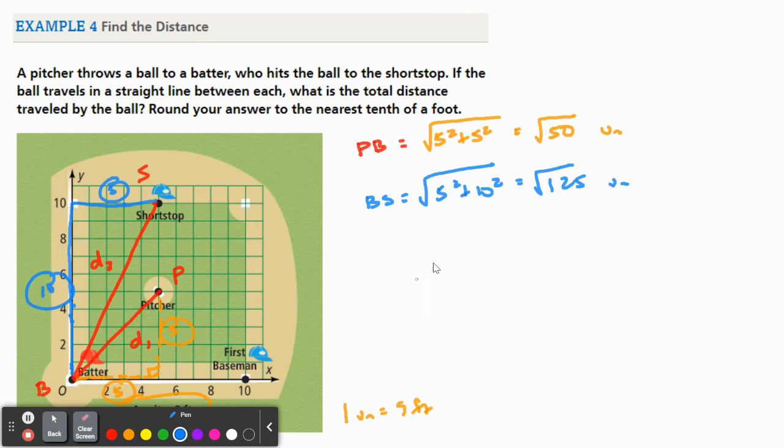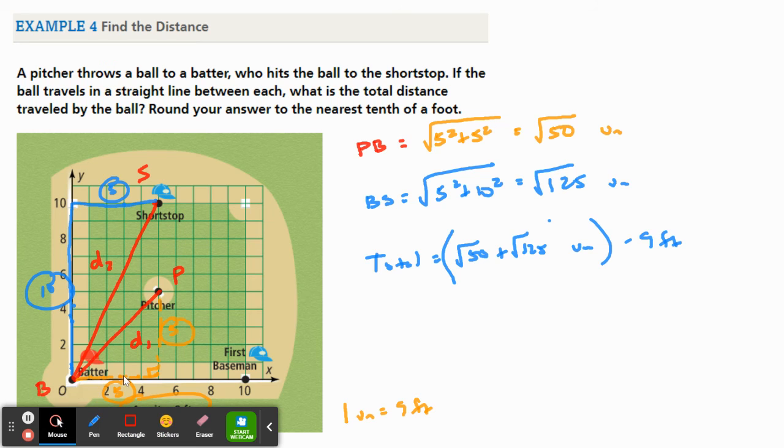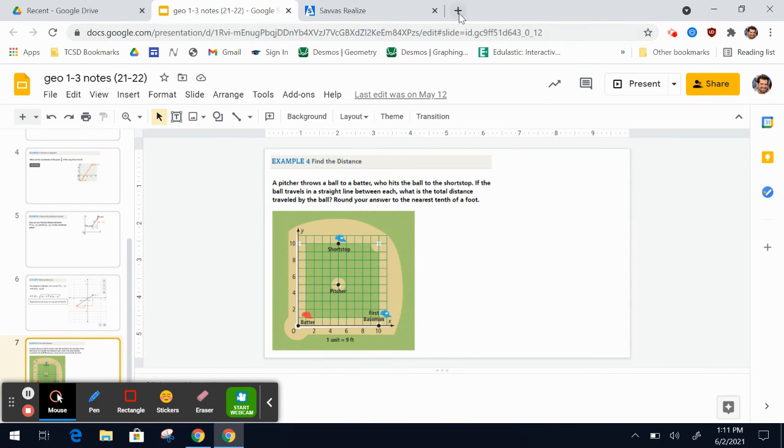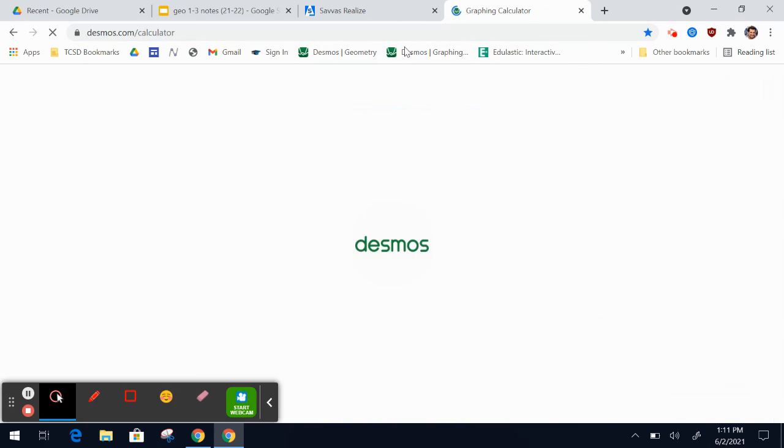That's in units. So to find the total distance, we're going to add square root of 50 plus square root of 125. But then once you get this total, that's going to be in units. So then we have to take this number and multiply it by 9 feet. And that'll give us the total length in feet. We're going to do that together right here on Desmos graphing calculator. So let me get out of here real fast. Let's go to the graphing calculator, which I have bookmarked right here.